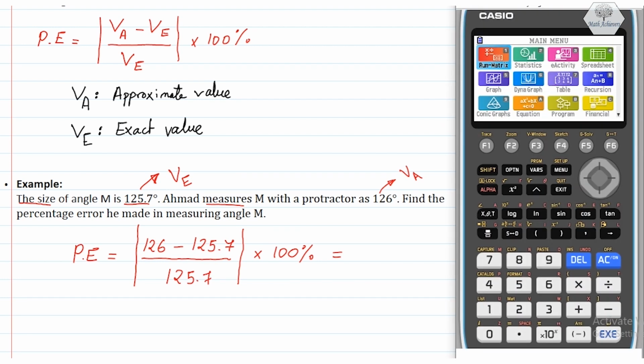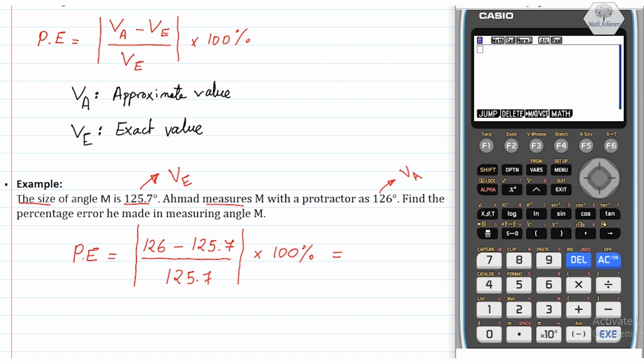In order to find out the value of the percentage error, we use our graphical display calculator. So we start our Casio graphical display calculator. We go to Run-Matrix, and in Run-Matrix, I open a bracket, go to the fraction, 126 minus 125.7, divided by 125.7. All of this value is multiplied by 100.